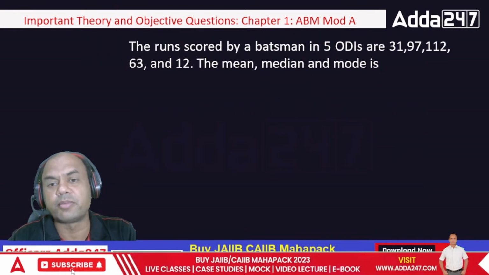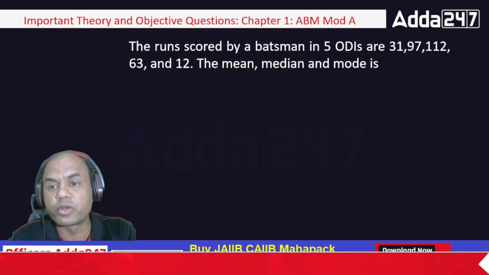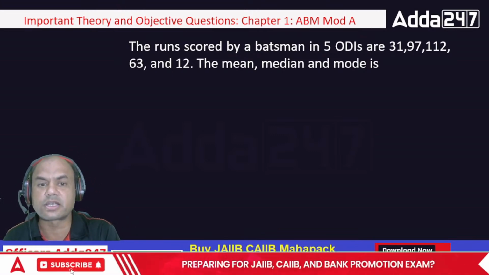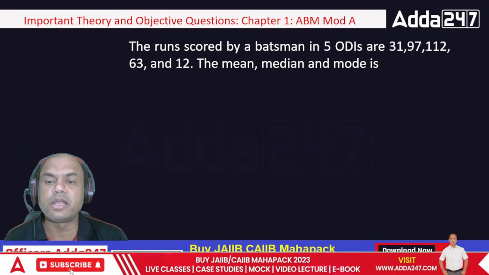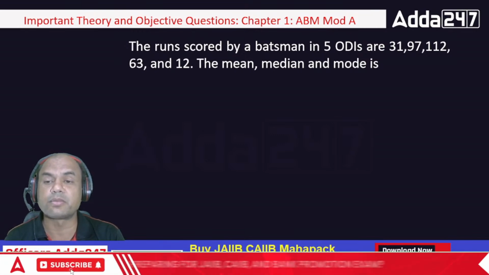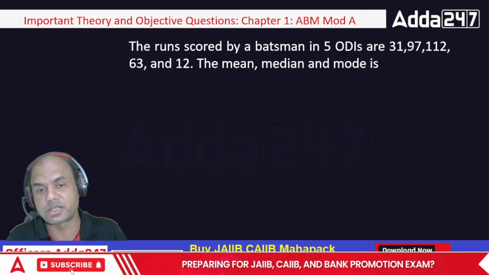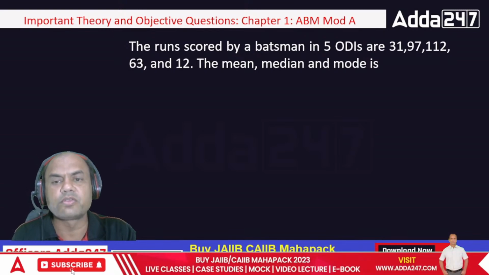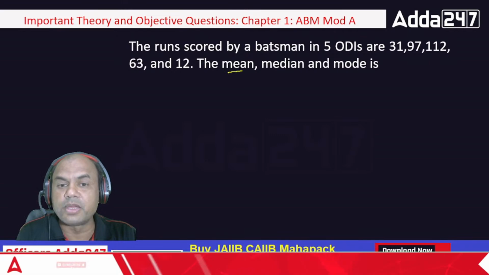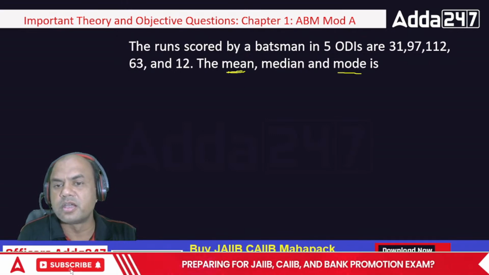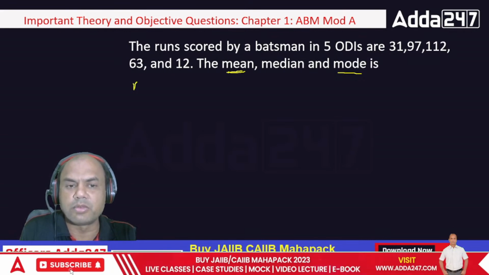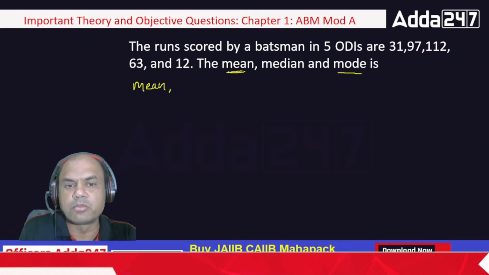The runs scored by a batsman in 5 ODIs are 31, 97, 112, 63 and 12. So the mean, median and mode are asked over here. So runs scored by the batsman are given as what? Okay, 31, 97. So what we'll do, we'll first arrange them in serial order. Here, for mean and mode, it doesn't matter how the order is, but for median it does. I'll write it over here: mean and mode.